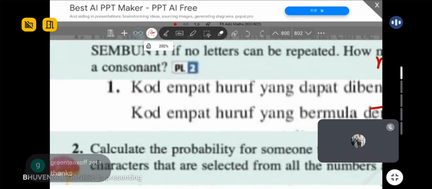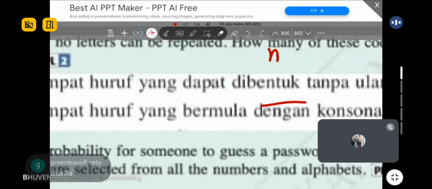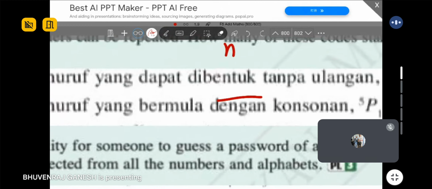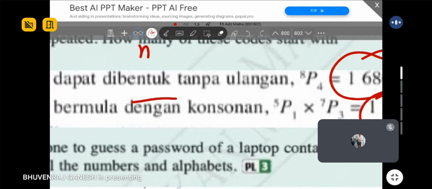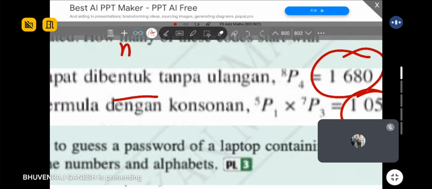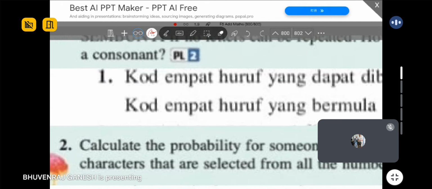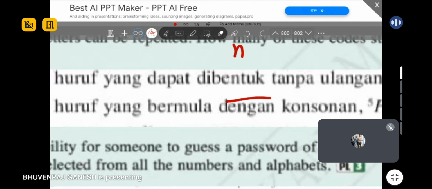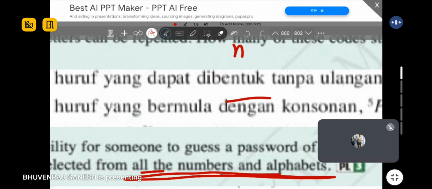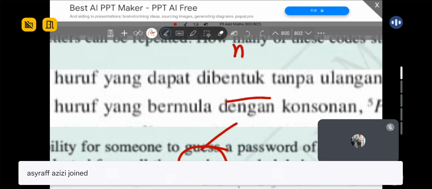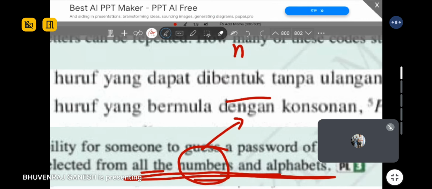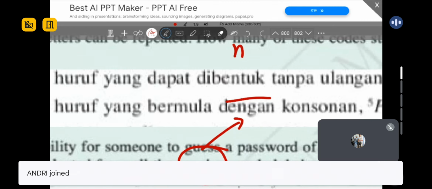Second question. This question is about counting passwords that contain 6 characters, letters and numbers also. From all the numbers and letters, guys, very important, from all the numbers and letters that we have in this world. First one, numbers. How many numbers do we have in this world? Can you tell me? What is the total number we have in this world?